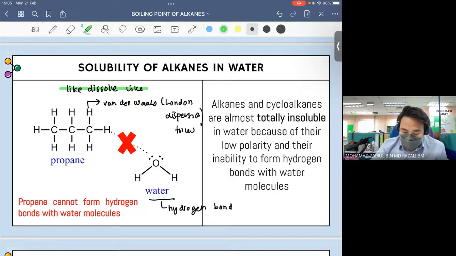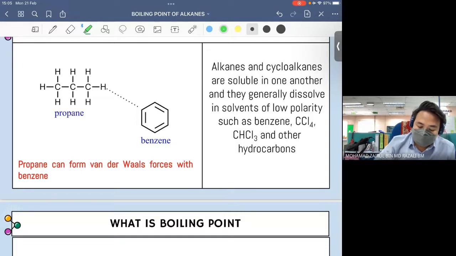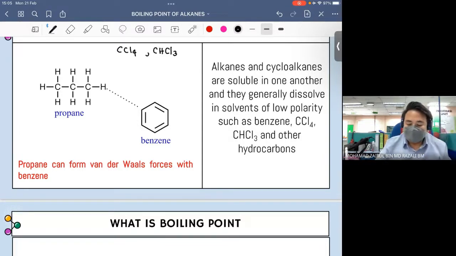Okay, tapi it's the opposite one. Kalau kita ada alkane, kita dissolvekan dalam organic solvent. Organic solvent itu adalah organic compound lah yang dalam bentuk solvent, yang kita jadikan dia sebagai solvent. So for example, kita boleh ada CCl4 which is tetrachloromethane, kita boleh ada CHCl3, trichloromethane ataupun yang ini kita panggil dia sebagai chloroform. Benzene pun is another suitable organic solvent.